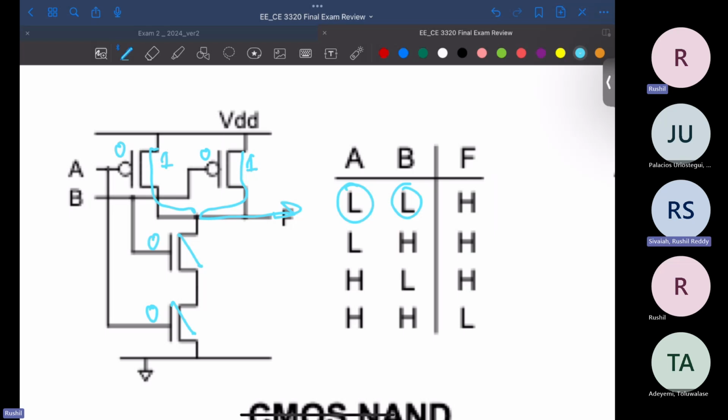Wait, so if A was one, it wouldn't still go to N? No, because it inverts. So let's try another example. Let's say we have an L and an H, so we have a 0 and a 1. Can you see that? Yeah. So that 0 gets inverted into a 1, right? So this is now shorted. This one is open, but since this one is shorted, the 1 still goes out. You don't need both.